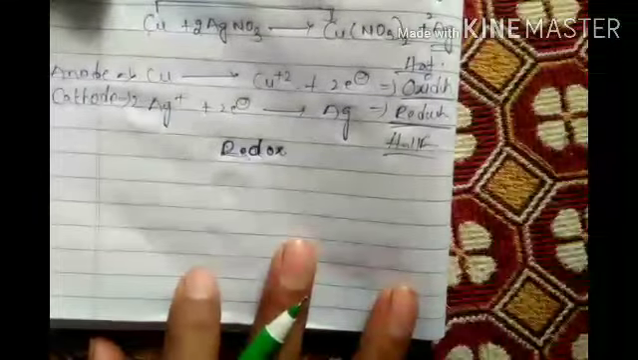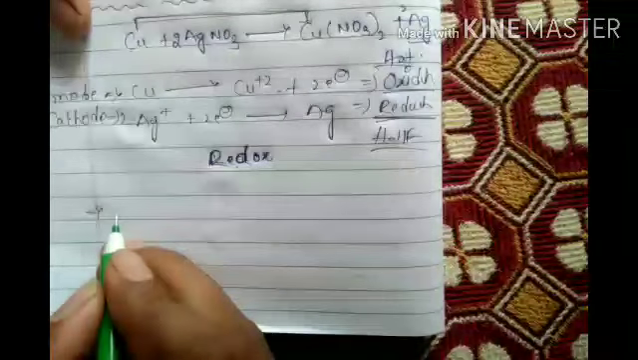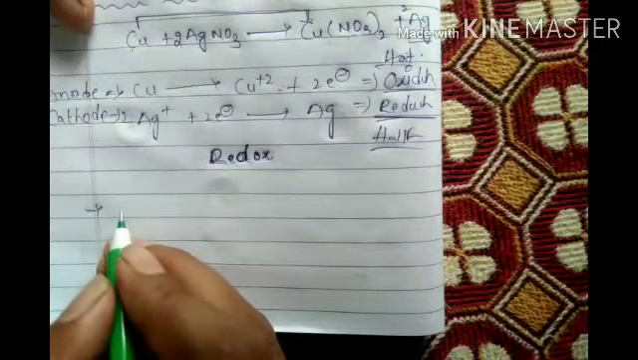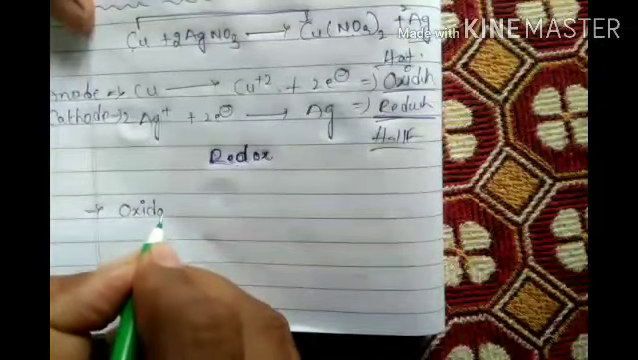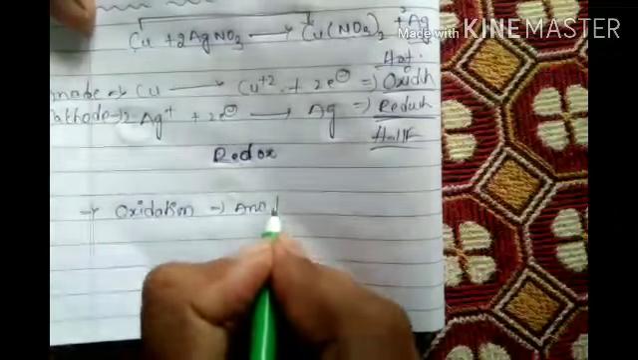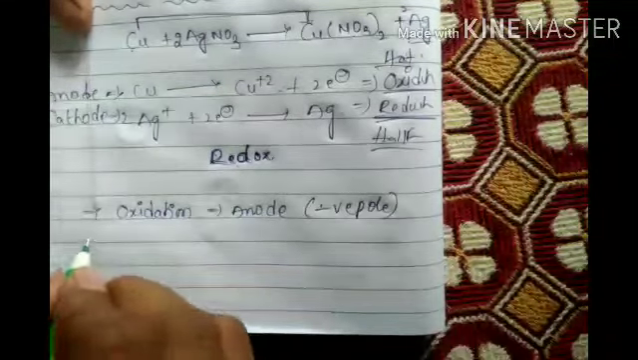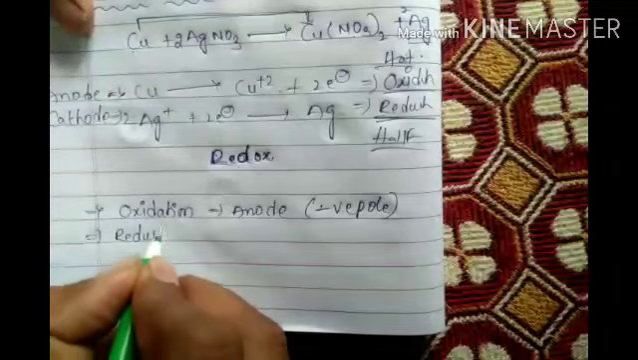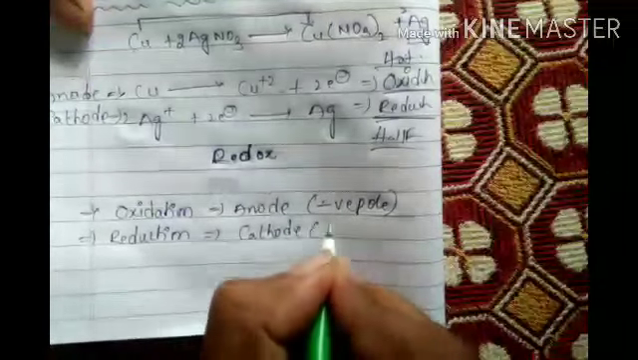And some points I will tell you. Same points, only this, to retain in memory. The electrode on which oxidation occurs is called the anode, the negative pole. Oxidation at anode, at negative pole. This is important. Reduction at cathode, positive pole.